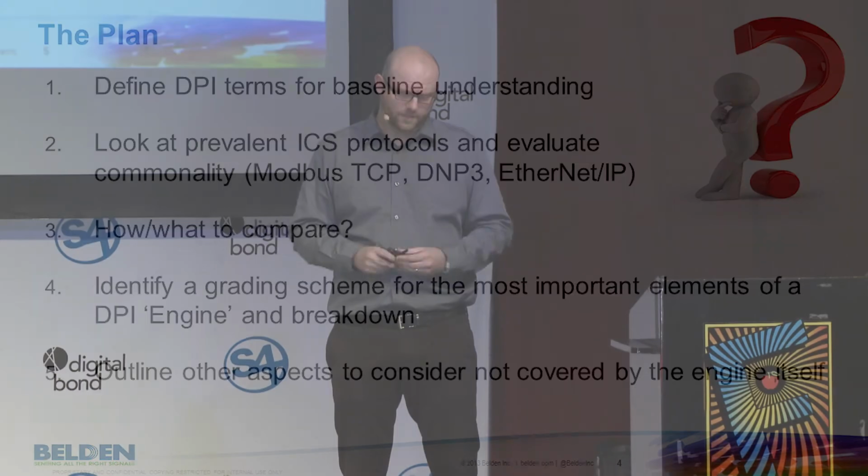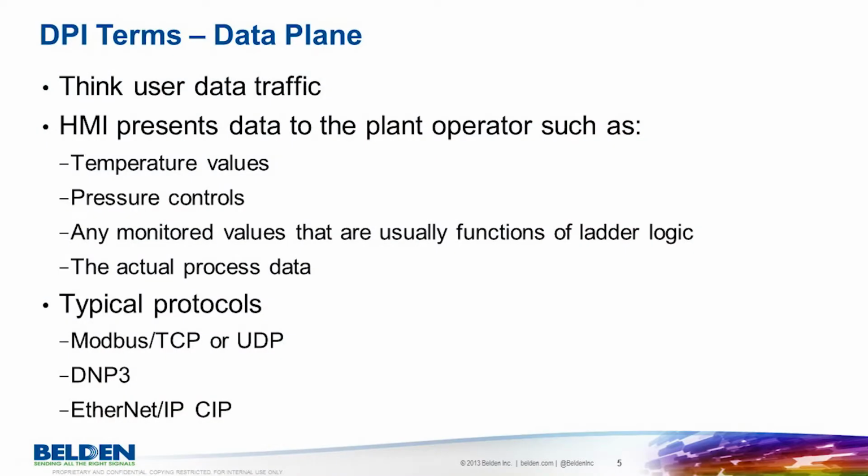First, we need to get some idea of terms. There's the data plane and the control plane. Data plane traffic is processed data, stuff that you're monitoring. It's usually controlled by the actual ladder logic. Someone's programmed this PLC, it should function this way, monitoring some specific valve or pressure gauge, that kind of stuff. Typical protocols are Modbus, DNP3, Ethernet/IP, and you think of GOOSE, IEC 104.